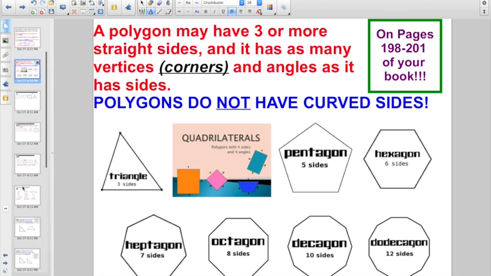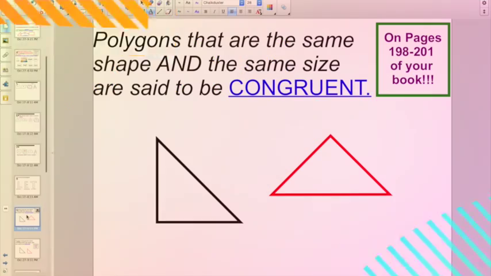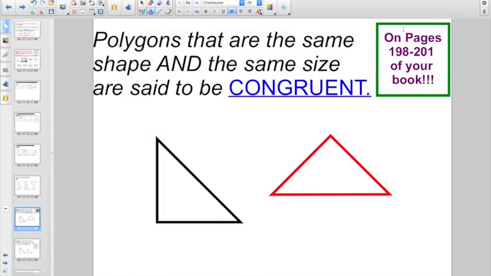All right, are we ready to move on to something else? Let's take a look here, also between pages 198 and 201 of your book. Here's a concept. Polygons that are the same shape and the same size are said to be congruent. If it has the same shape and the same size, this is the word to call it that, congruent.